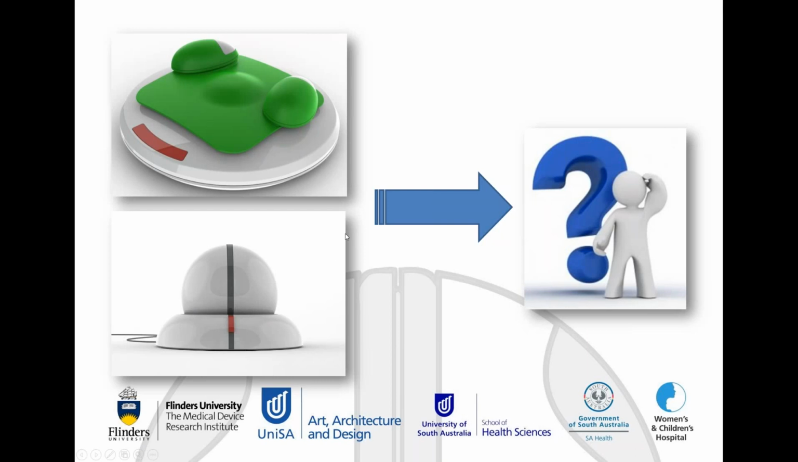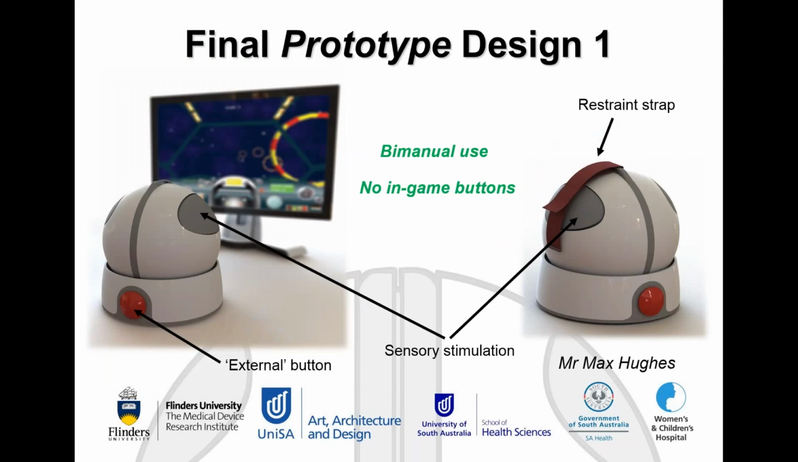And so the arrow and the question mark on the right-hand side show that, well, we did this whole process again over another year, and then what did we come up with? What eventuated for one of the controllers was this, and we called this the Orbi controller, and you can see that Max Hughes was the designer who worked on this particular controller.